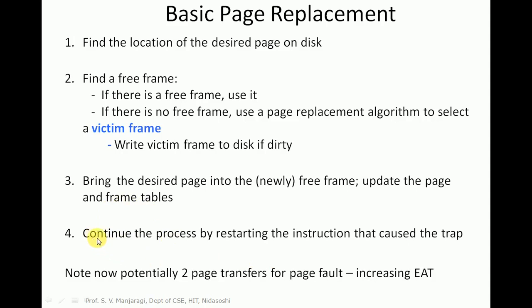And step 4, continue the process by restarting the instruction that has caused the trap. Because free frames were not available, the process execution had been temporarily suspended. So once we replace a page and the missing page is brought to the physical memory, then we can continue with the process execution by restarting the instruction that has caused the trap.